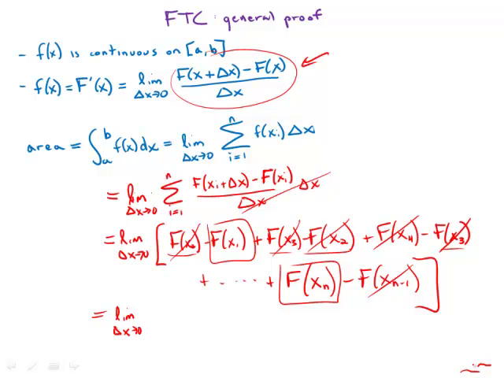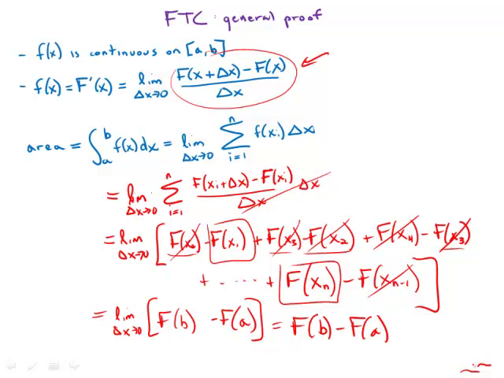And of course, x sub 1 is just a. So we have a minus F(x sub 1), that's minus F(a), and then x sub n, the final term, is b. So that's F(b) minus F(a). And that has no dependence whatsoever on the limit of delta x going to 0. So we can remove the limit, and this is exactly the expression for the area. So this is a very rough proof of the fundamental theorem of calculus.